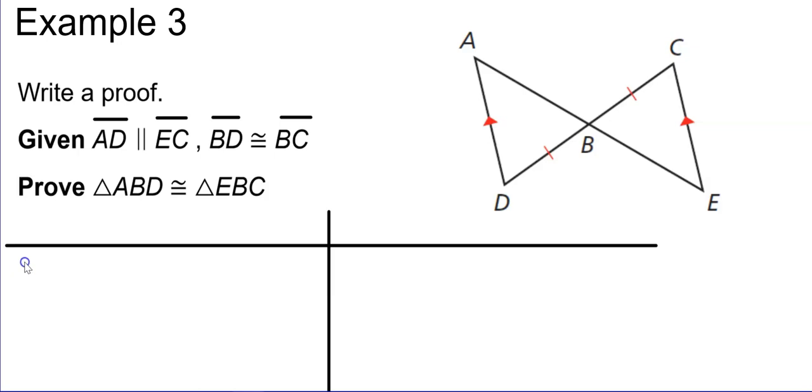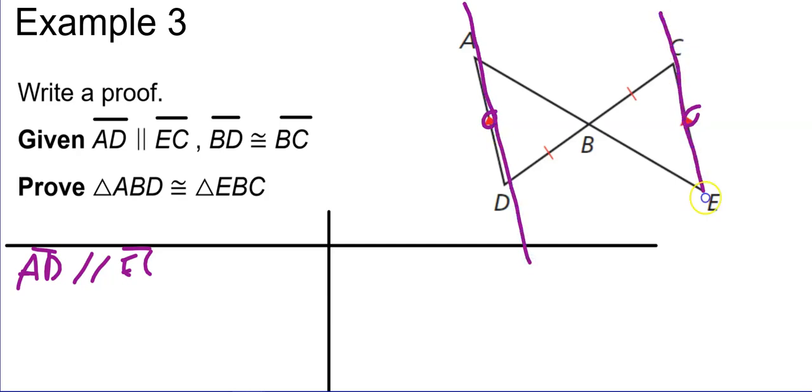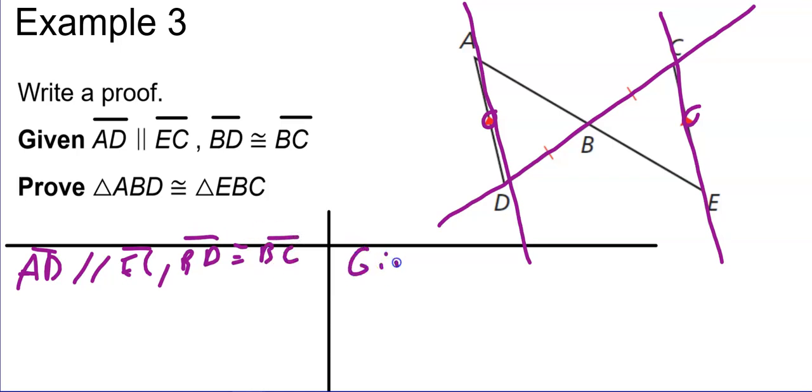So what do we have here? We have AD is parallel to EC, which we already have marked here. Okay, let's extend that line so we can see things a little bit easier. We have a couple transversals, but we're going to be worried about this one right here where it's marked that BD is congruent to BC, and those are already marked also. That's given.